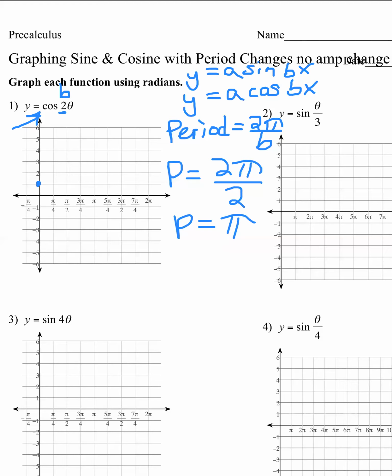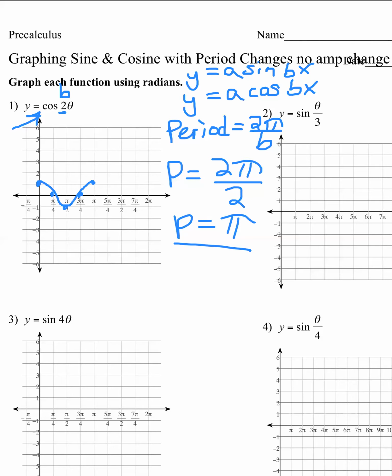Okay, and then the next point, I'm going to come down from cosine. It's going to hit the x-axis right there. I'm going to bottom out at -1. I'm going to come back up and hit the x-axis at 3 pi over 4, and then top it out back at 1 at pi. So see how I've done one complete cycle of cosine between 0 and pi, because pi is my period. Okay, so I've done one full cycle.